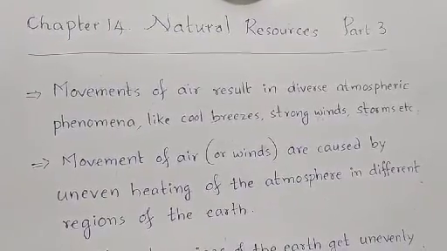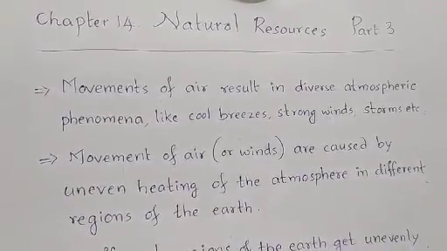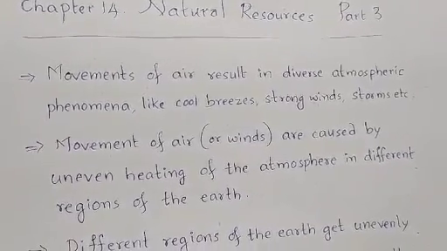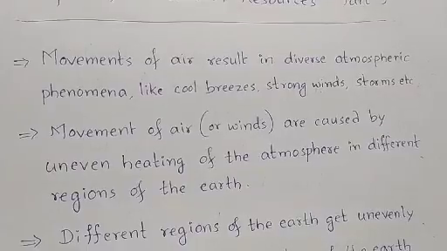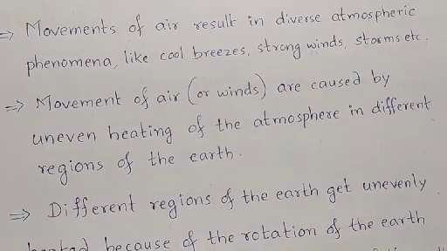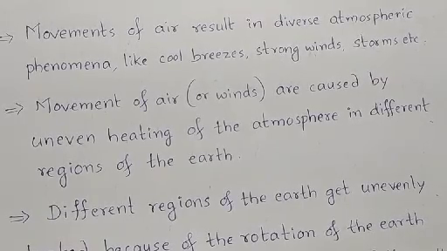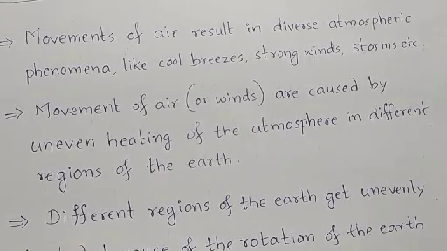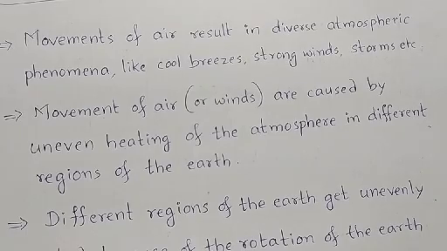Good morning, students. In the last class, we discussed how sea breeze and land breeze take place, how air moves from one place to another. And we have learned that air moves from the high air pressure area to the low air pressure area. Movements of air result in different types of atmospheric phenomena. What are those phenomena? Cool breezes, strong winds, storms, all these things. They keep taking place. All these atmospheric phenomena result just because of the movement of air.